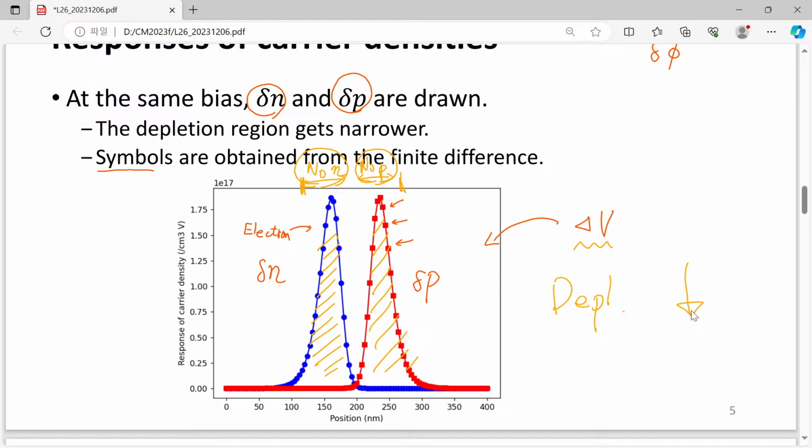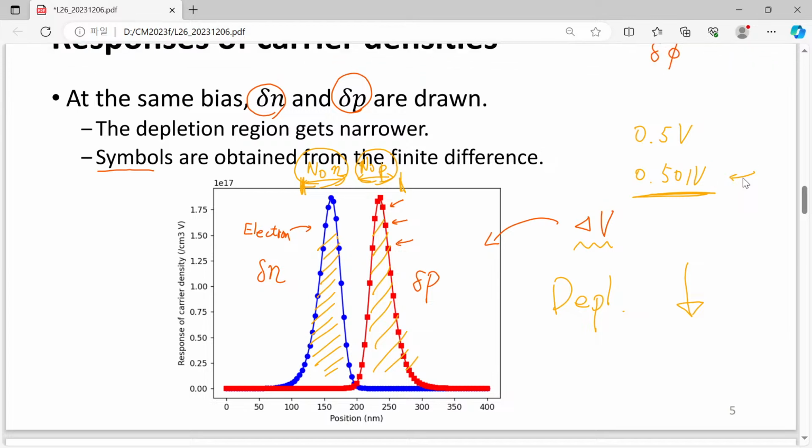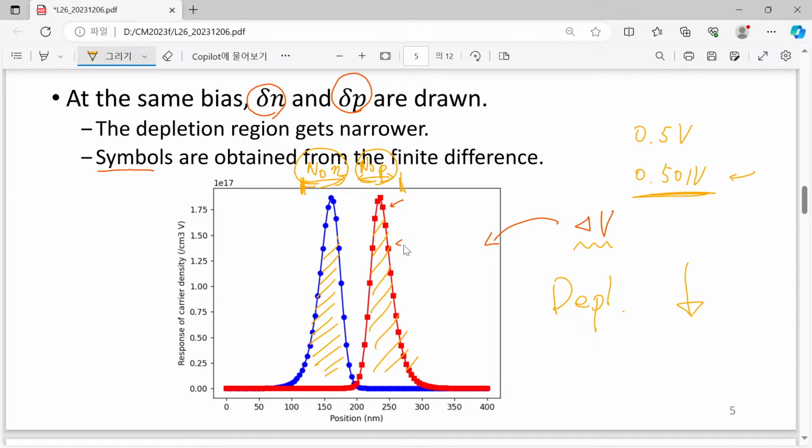Why do we have this reduction of depletion layer width? This is simple because compared with 0.5 volt, 0.501 volt is more forward bias. Since forward bias is applied, then depletion layer should be reduced or shortened. That physical expectation is well reproduced by our simulation. Okay, so that is the thing we have to understand.